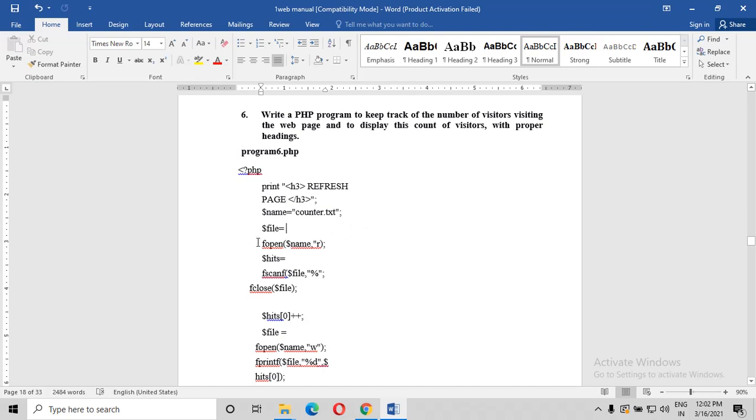But you have to remember, wherever fopen comes, the file name should be there and the mode in which it is opened, right? $file, and what is this? Fopen, and what is this? File name and the mode. What is r? Read only. r+ is read and write. w means write only. a means append at the end of the file, right?